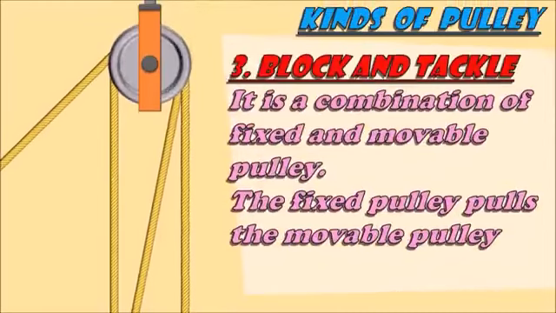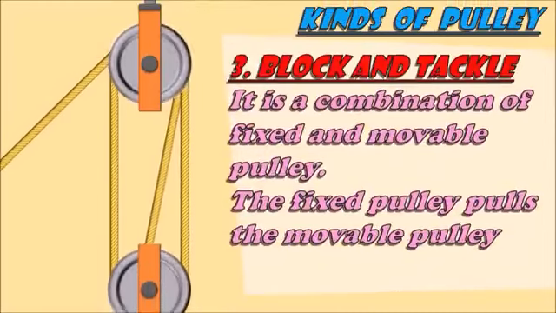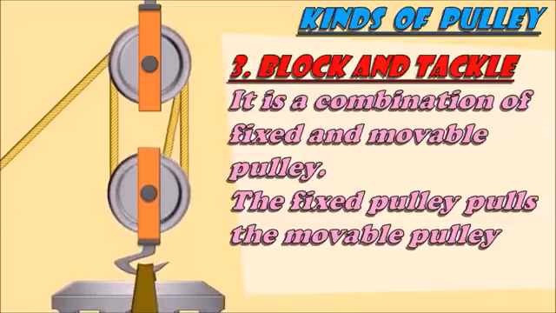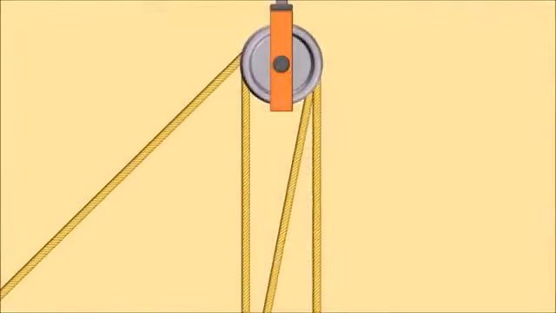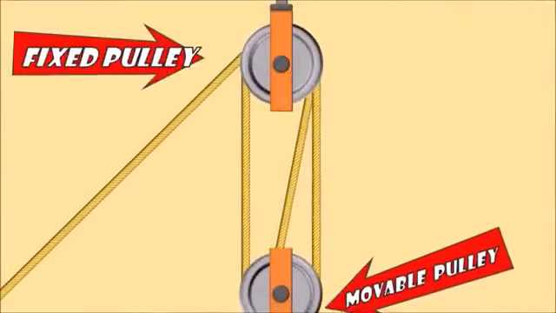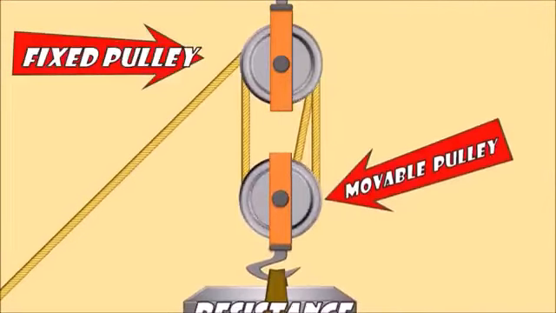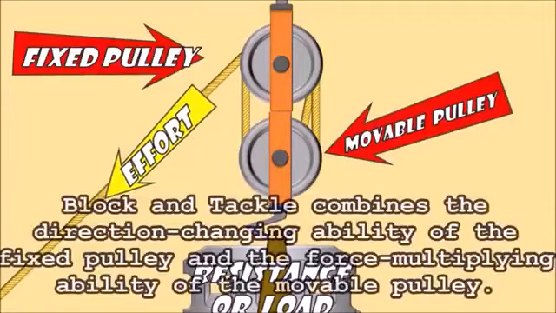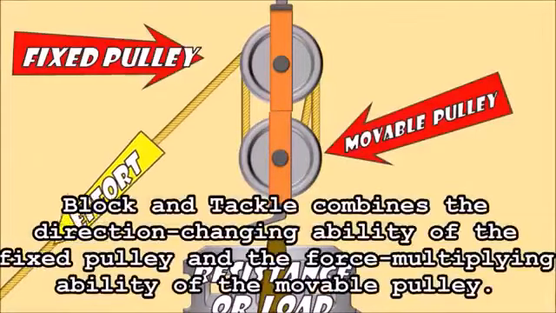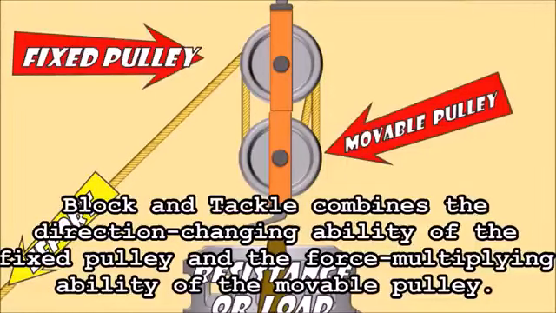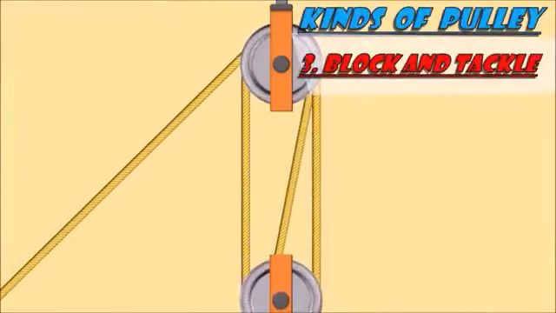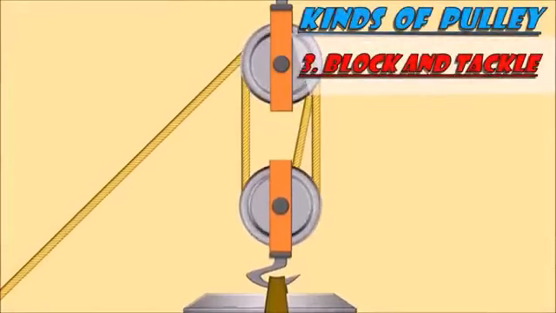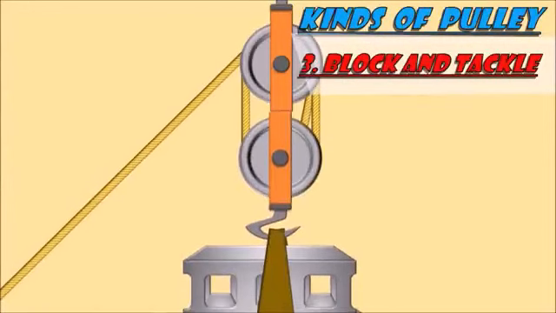Block and tackle. It is a combination of fixed and movable pulley. The fixed pulley is the part that pulls a movable pulley. The movable pulley therefore carries the resistance, as the fixed pulley is where the effort is exerted. This block and tackle combines the direction changing ability of the fixed pulley and the force multiplying ability of the movable pulley. Block and tackle are usually used in construction areas for lifting heavy metals and heavy loads.